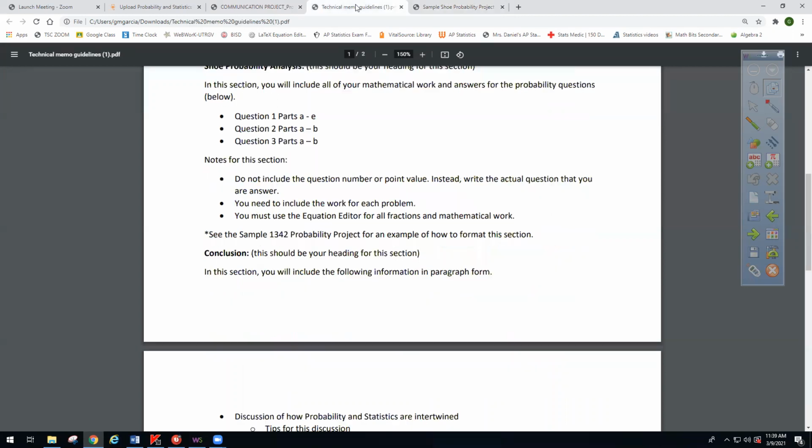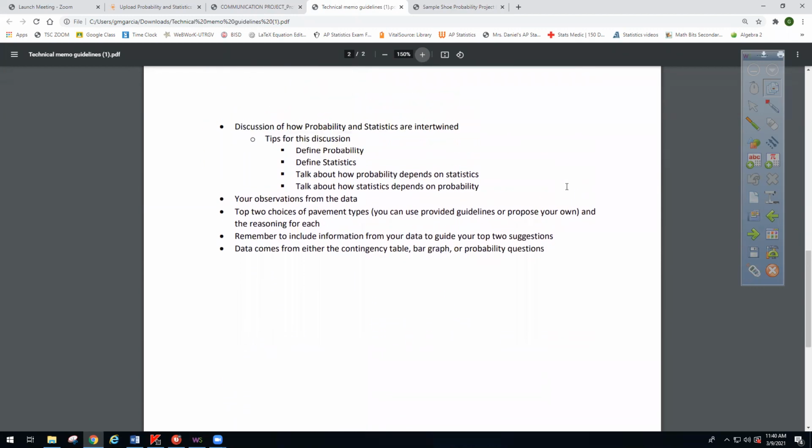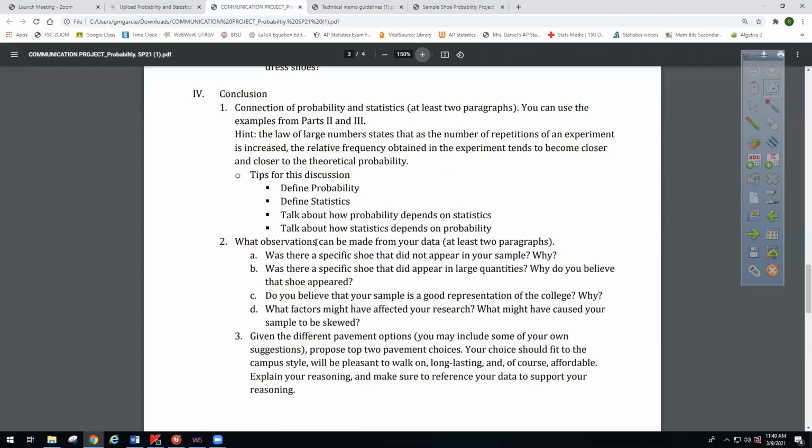Okay, what other factors? Were there some notes here for you to discuss? Do not include the question number or point value. Instead, write the actual question that, I'm sorry, move that one. Let's see. Okay, I'm in the wrong one. Let's go to the communication project.